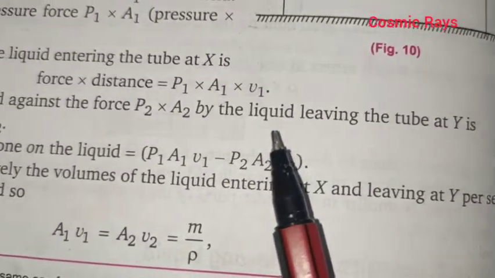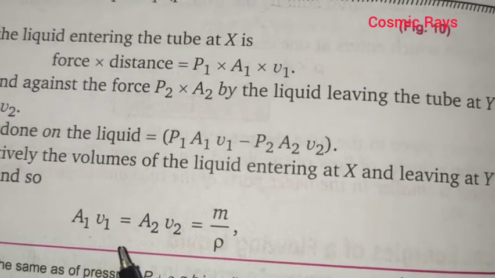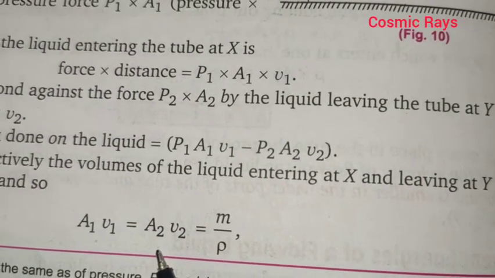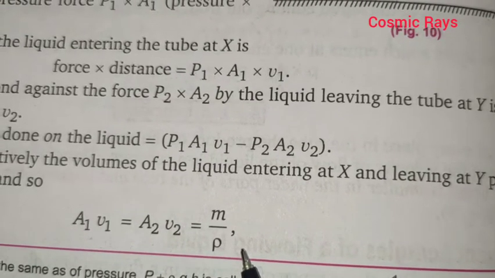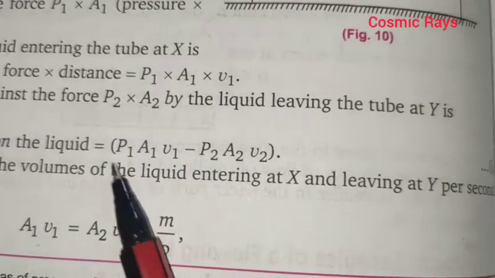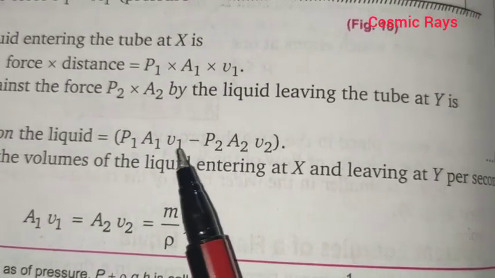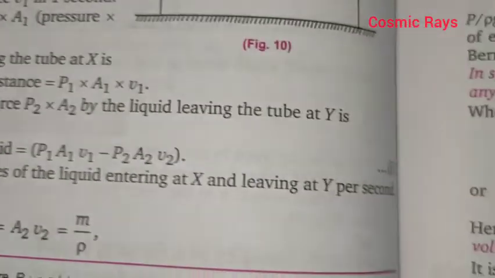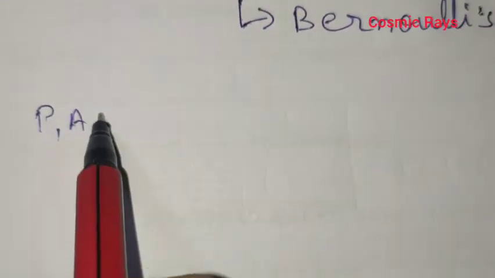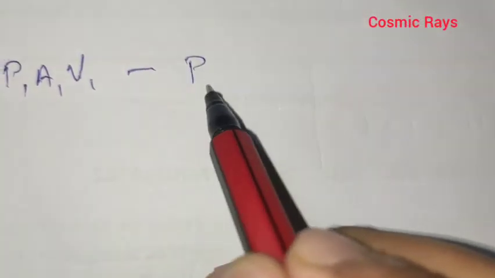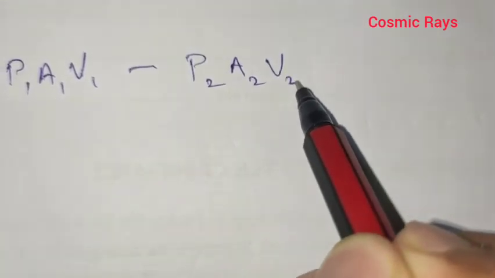Now from the principle of continuity, we know that A1 V1 is equal to A2 V2. That is, it is a constant. So we write it as mass upon density, m upon rho. So the net work done, this equation, is P1 A1 V1 minus P2 A2 V2.